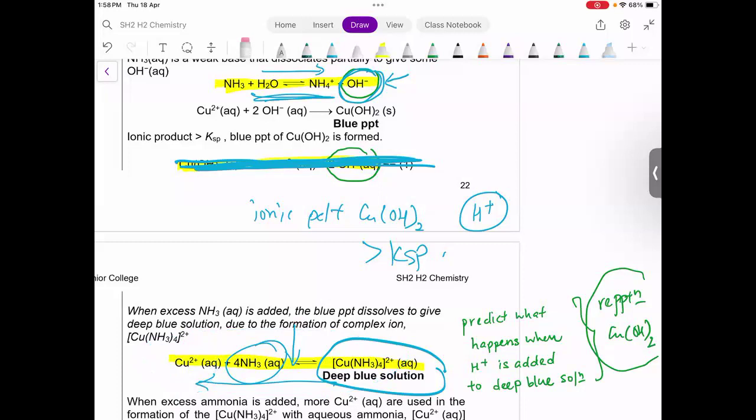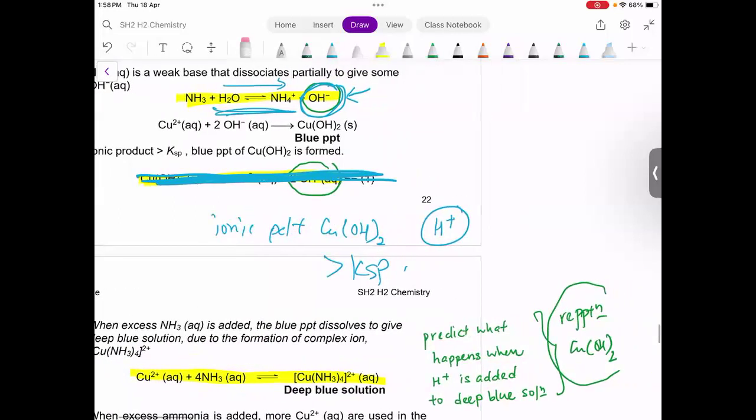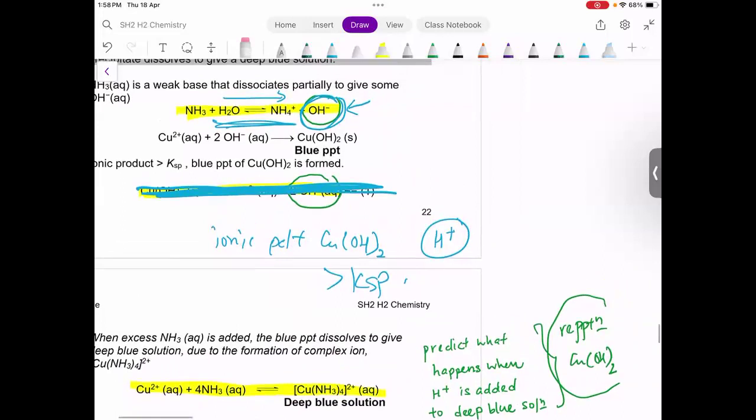Okay, I give you 1 minute to digest this. So in our inorganic QA, right, we call this a junction test. Yeah, it's a junction test.